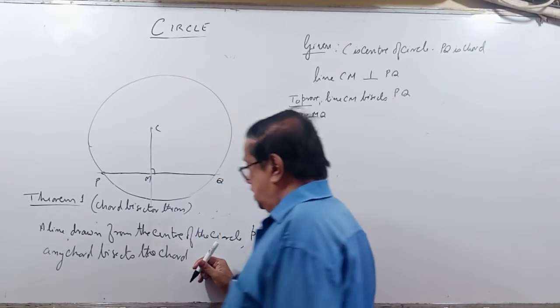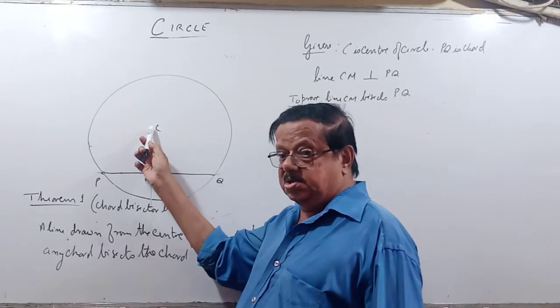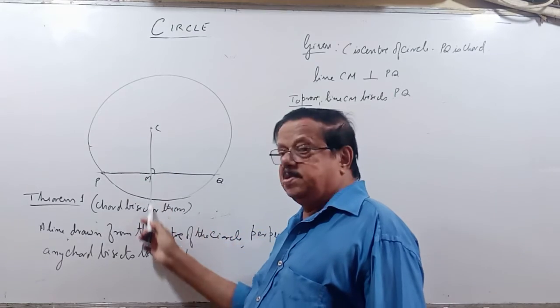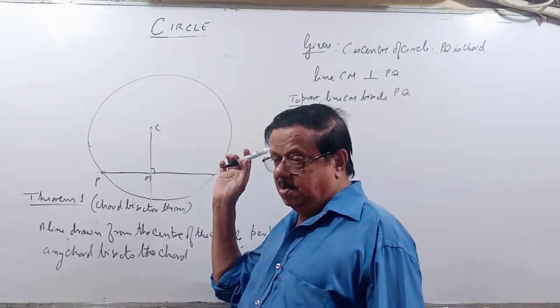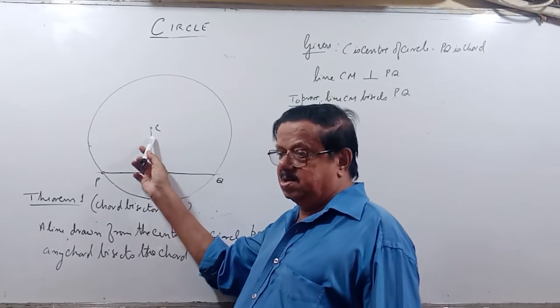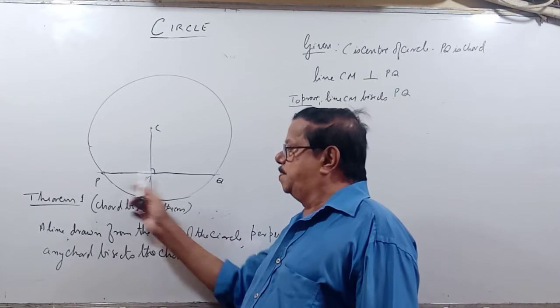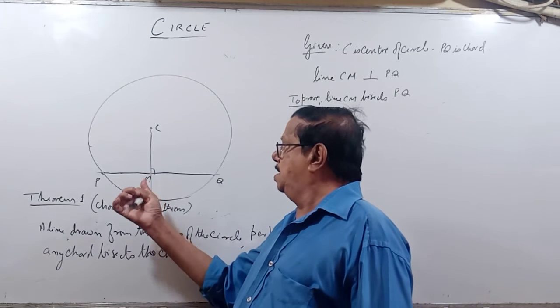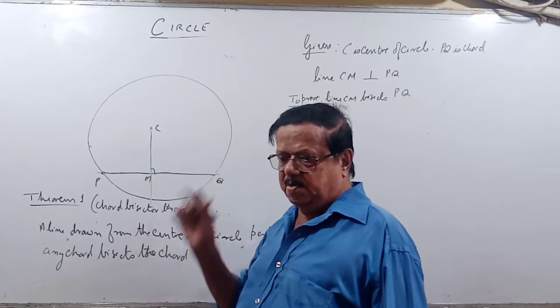So what is given? I will say again once more, important theorem. A line drawn from the center of the circle perpendicular to a chord bisects the chord. This is what we have to prove. So what is given? C is the center, PQ is any chord, CM is perpendicular to PQ. We have to prove that M is the midpoint of PQ, that is PM equal to MQ.